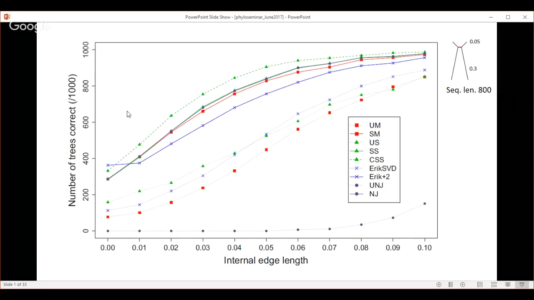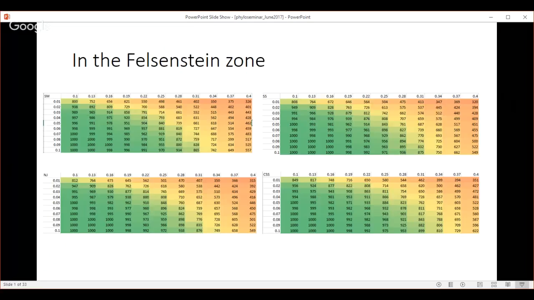In that case, we see similar results, a good result for the bias-corrected squangles. And of course, you can have some fun in the Felsenstein zone. So here I've just picked out four: SM, that's the signed minors, SS signed squangles, CSS bias-corrected squangles, and neighbor joining. It's the top right bit, where you're in the trickiest part of the Felsenstein zone. You've got the shortest internal edge lengths and the longest pendant edges.